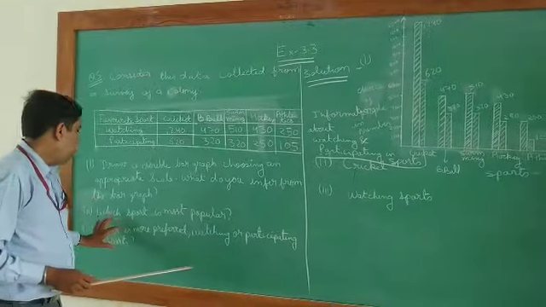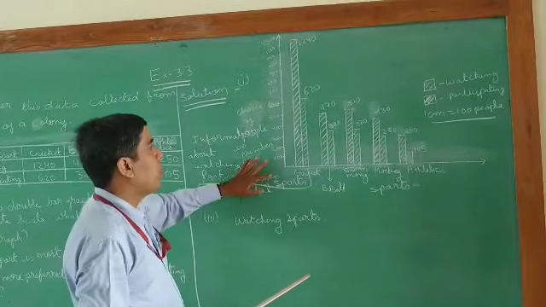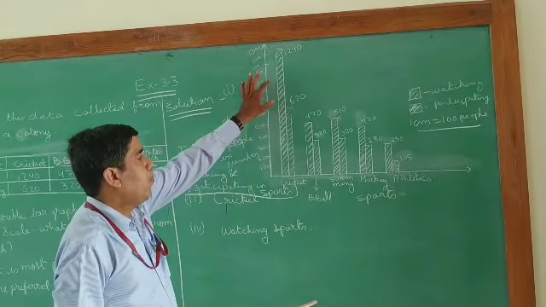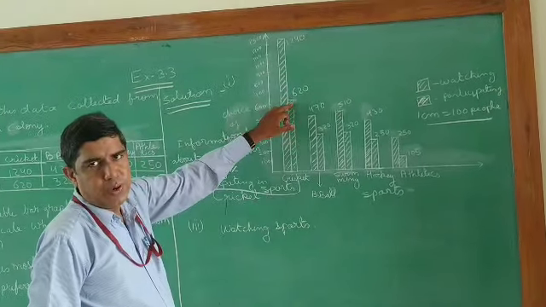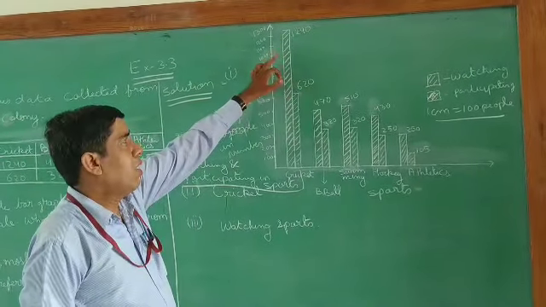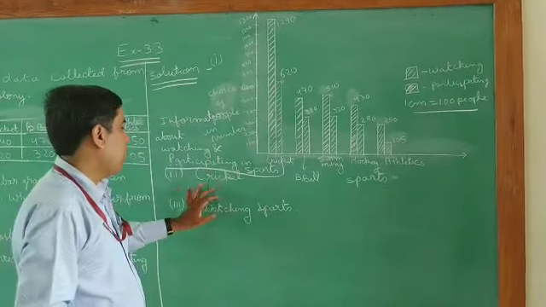Now, which sport is most popular? You can see in both it is cricket, in watching also, in participation also. In watching, what is the answer? 1240, and in participating also cricket is the answer.